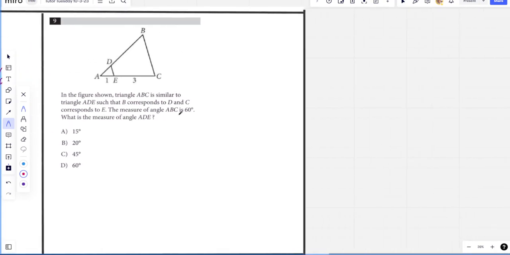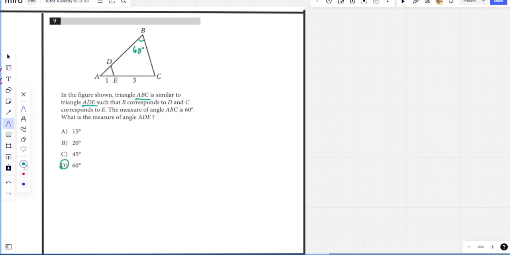Alright, what do we got next? Number 9. In the figure shown, triangle ABC is similar to triangle ADE, such that B corresponds to D and C corresponds to E. I think we can all kind of see that from the figure. The measure of angle ABC is 60. ABC is 60, so B is the angle there, 60 degrees right up here. I see we got an answer already, and someone's saying D. What is the measure of angle ADE? It is in fact D.